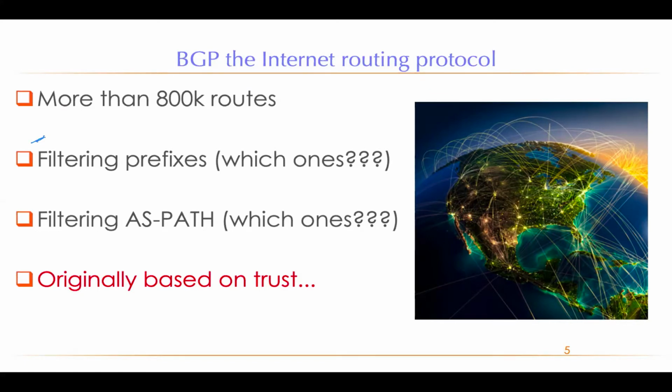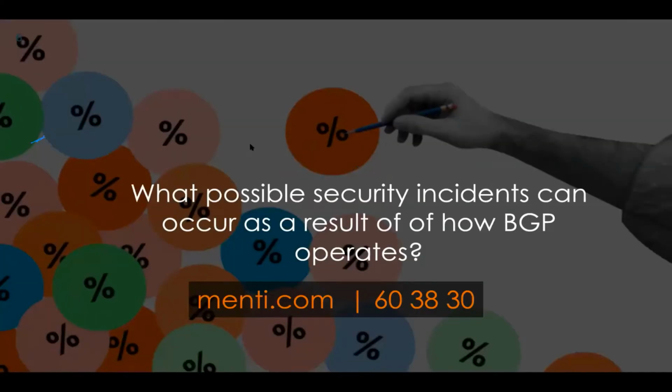So with that model, with the original model of BGP, what is the problem? Is there any problem you can think about? If there is any problem you can think about, type in the chat section. What problem do you think the original way of operating BGP will create? So what possible security incidents can you think about? Type in the chat.